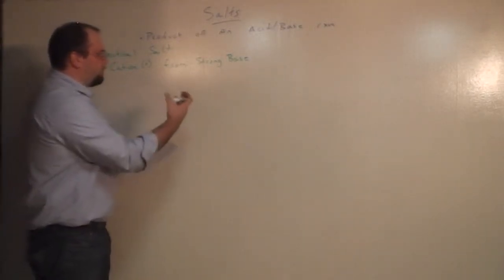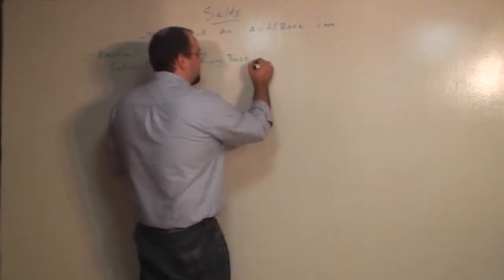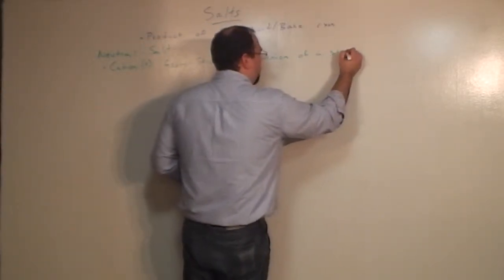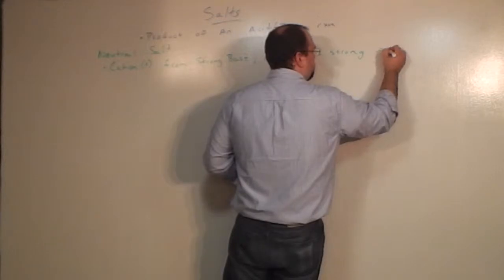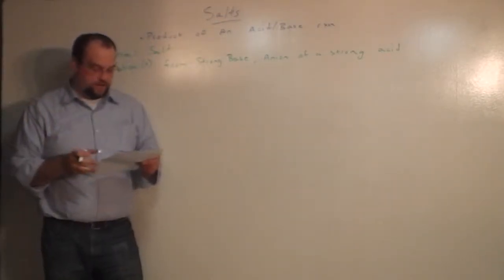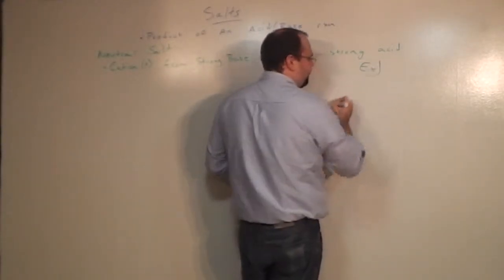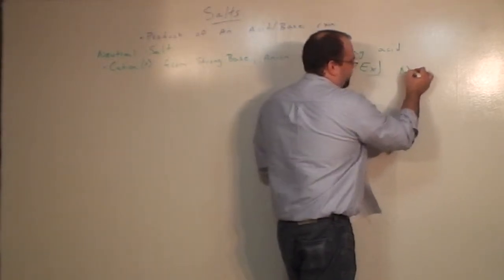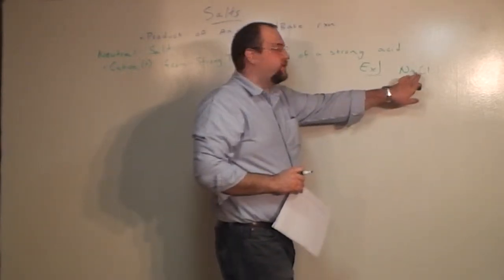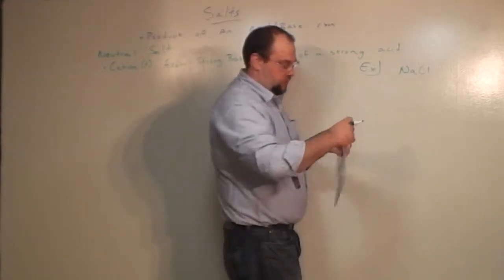So the cation from a strong base, so sodium, potassium, magnesium, cesium, I guess, and the anion of a strong acid, I'm sorry. So a neutral salt is going to be from a strong base and a strong acid. And those are, for example, NaCl, so that would be sodium hydroxide, NaOH, and HCl, hydrochloric acid. That would react to form sodium chloride.